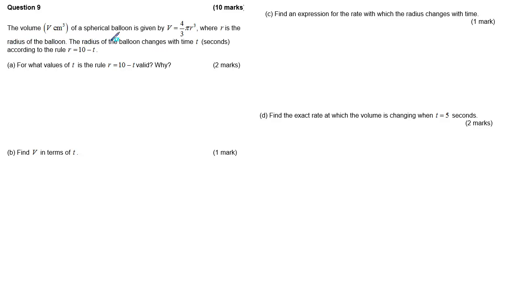The volume of a spherical balloon is given by V = 4/3 πr³, where r is the radius of the balloon. The radius of the balloon changes with time. According to the rule, r = 10 − t. For what values of t is the rule r = 10 − t valid, and why?